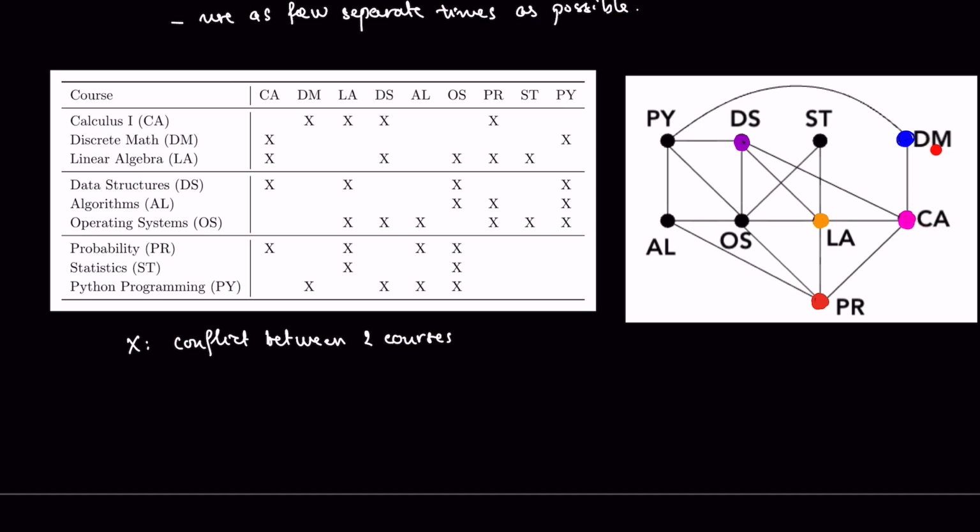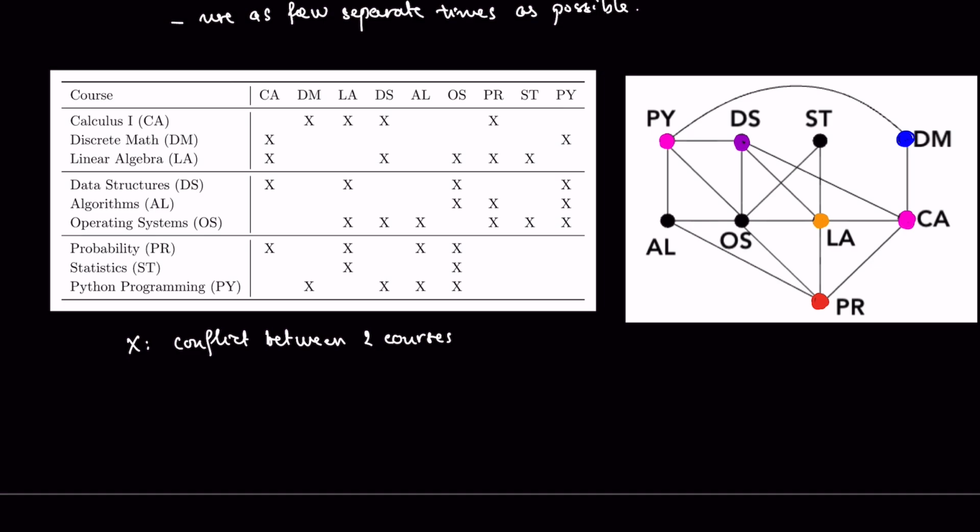Alright, so now we are done with CA because there's no other edges coming out of CA. Now we're going to move on to DM. The adjacent vertices to DM are PY and CA. DM and CA already have different colors. PY should have a different color compared to DM. But because PY and CA are not adjacent to one another, because no edges connect the two vertices, what we can do is use the same color for PY as for CA. We're going to also use pink. Now we're done with DM.